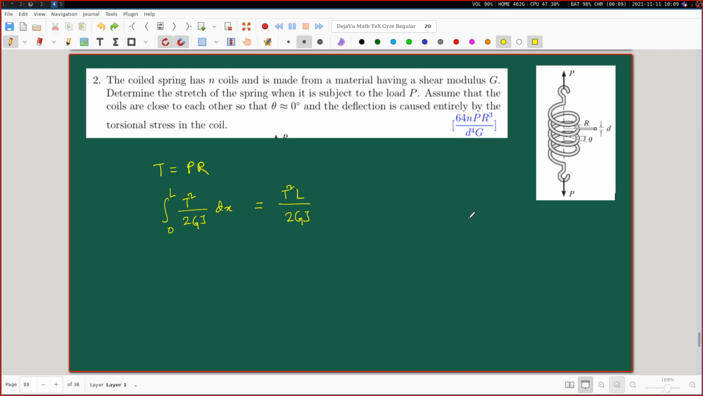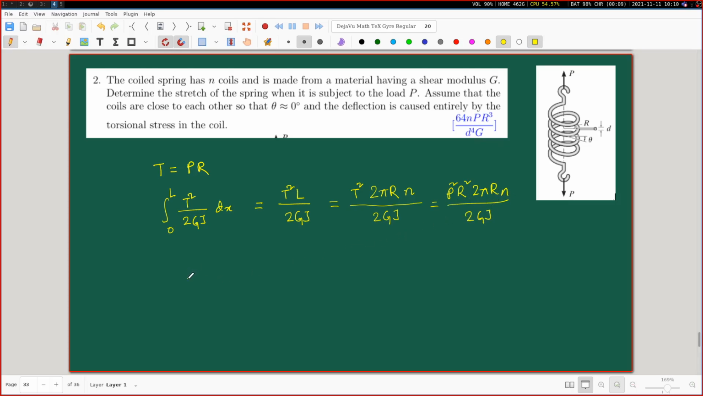is just 0. So the length of this coiled beam, so to speak, L, will be equal to twice pi R, which is the circumference, times the number of coils N. Okay, so we have this expression. T can also be substituted by PR. So we have P squared R squared times twice pi R N, over twice GJ.